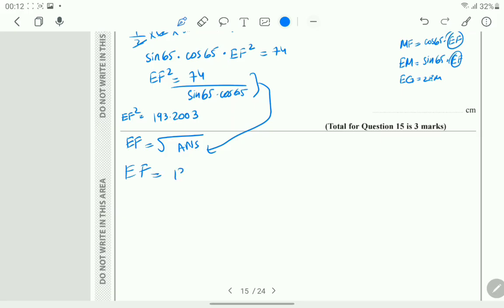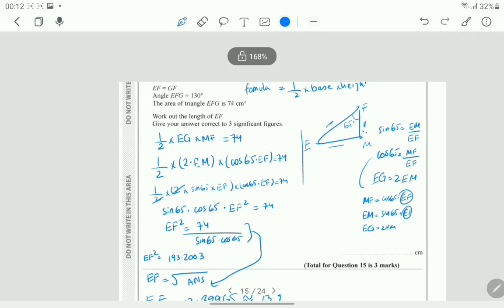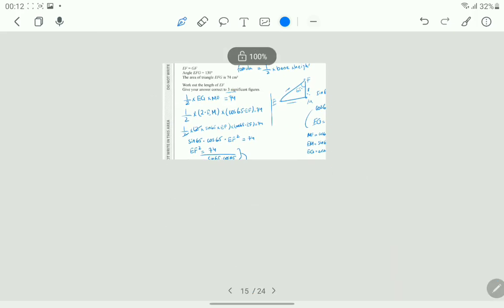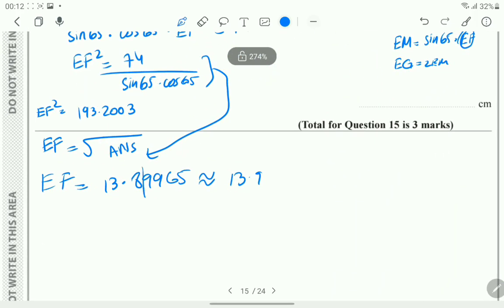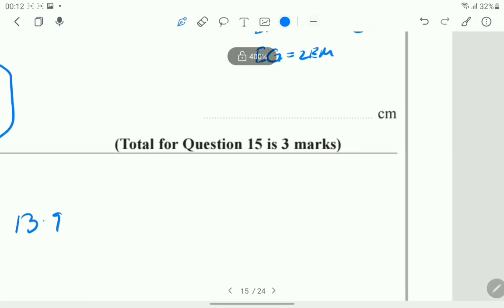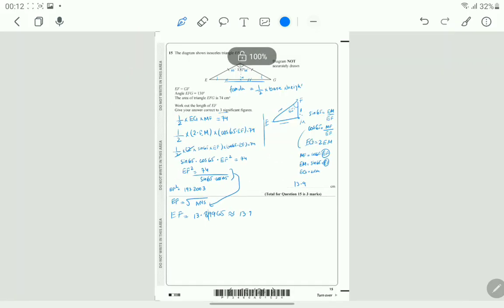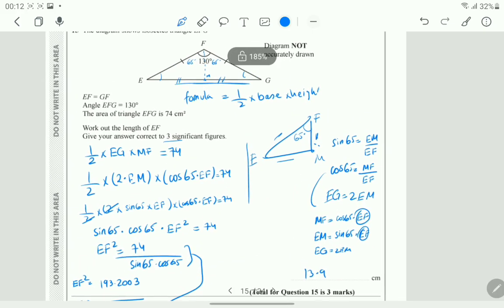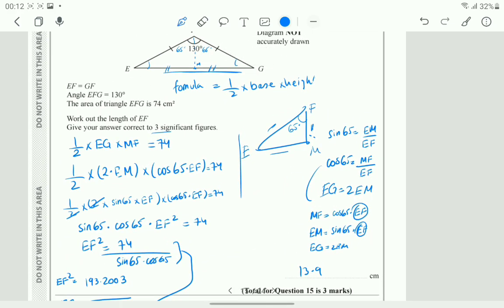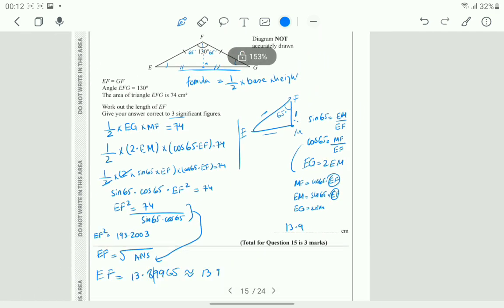EF equals 13.89965, which is 13.9, and your question required 3 significant figures, so I cut it off here. The final answer is 13.9. This was a run for your money, especially if you didn't know the trigonometric functions of sine and cos and what they imply.